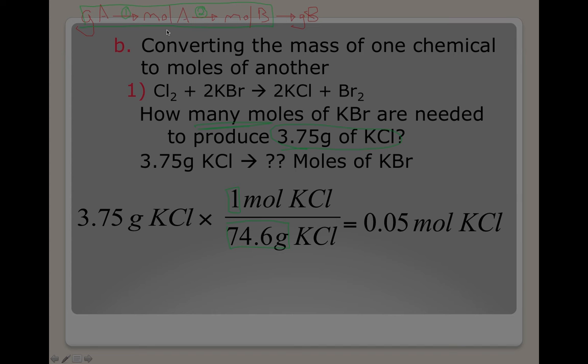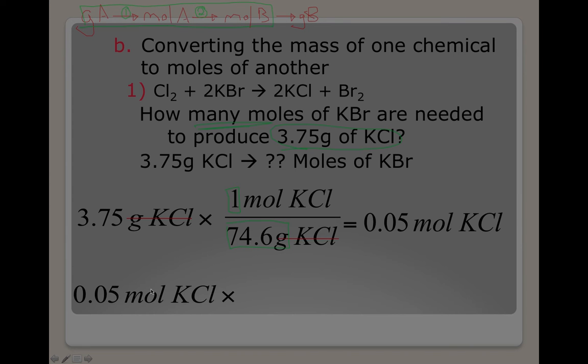And I've completed my first step. However, I'm not done, because I do not have moles of KBr like I want, I just have moles of KCl. And it's useful to keep in mind that these units cancel out. So whatever step I'm on, what I'm given always has to go in the bottom so it cancels out. Alright, so I'm one step in. I'm at moles of A. Grams of KCl, got to convert it into moles of KCl.